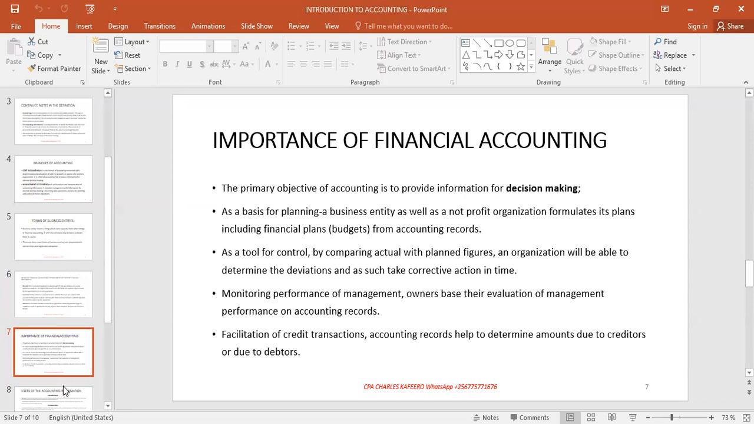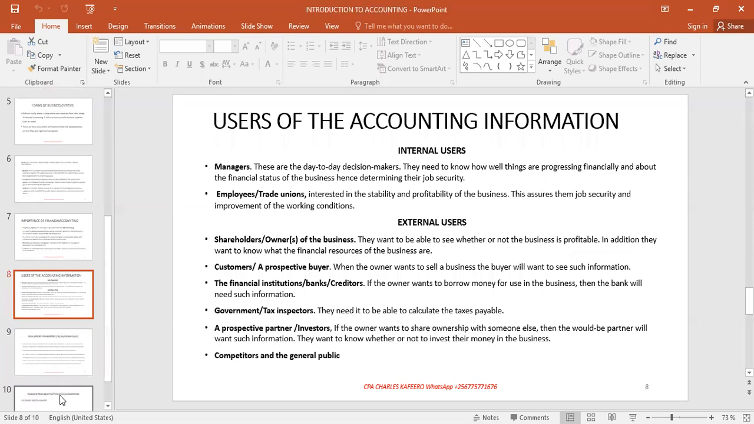Allow me to proceed to the next slide, where I'm going to be talking about the users of accounting information. You have two main users of accounting information: the internal users and the external users of accounting information.